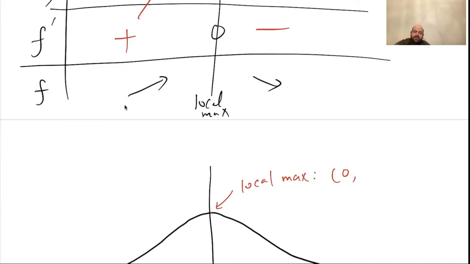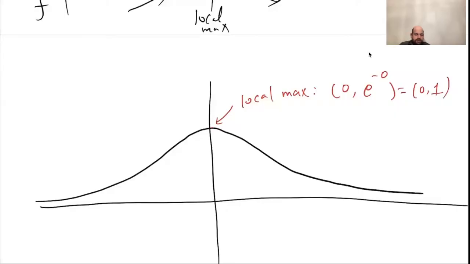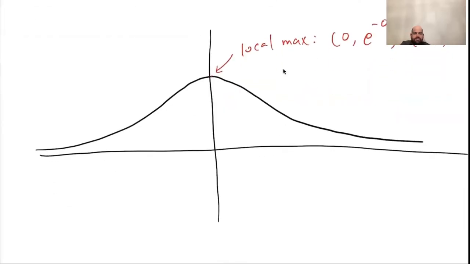So the function starts with y equals 0 at -infinity as a horizontal asymptote, and then increases all the way to x equals 0, where it has a local maximum. Then it decreases and again approaches 0 as x goes to infinity. So basically this is a bell-shaped curve, okay?